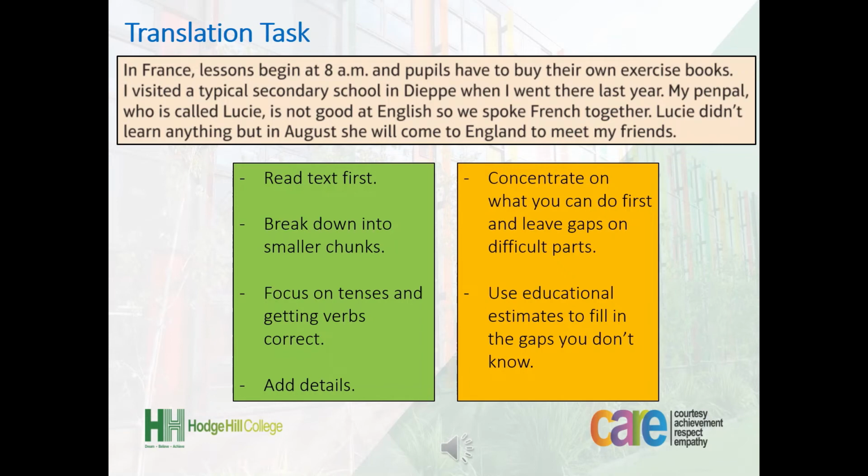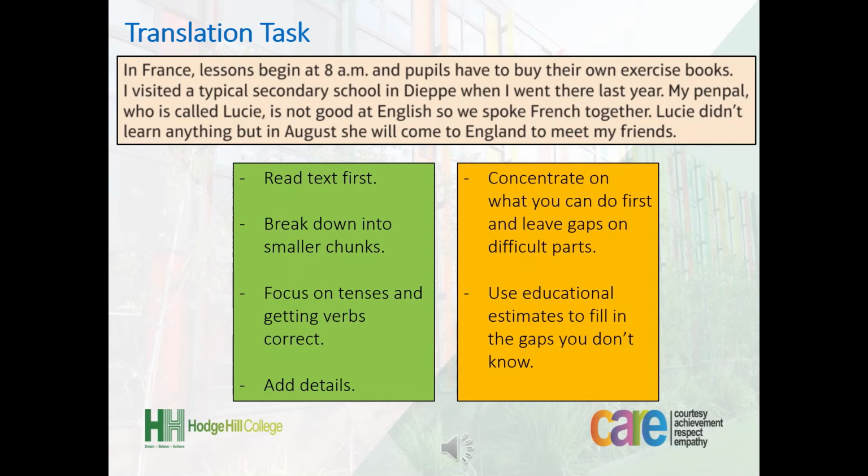Just read it in English and get a gist of what it's about, what it's asking you to talk about in terms of topic and the vocabulary required. I then advise you to break it down into very small chunks, so approximately 4 to 5 words in every chunk. Look for commas, pauses in the sentences, just whatever to break it up. And then look at the verbs and focus on the tenses and getting those verbs correct. That's a big part of the mark scheme. And then after that, you would add the details.